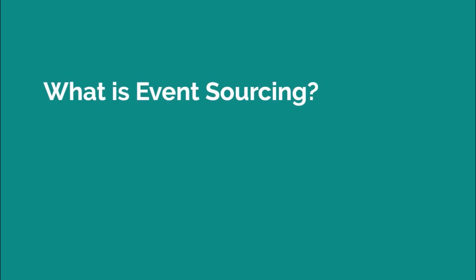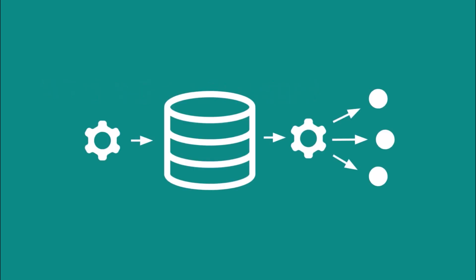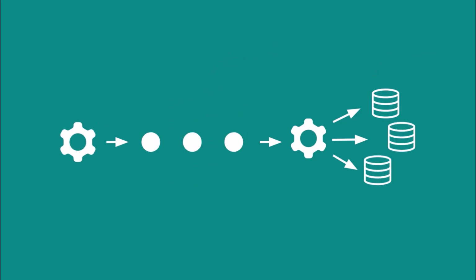Let's start with a very quick overview of what event sourcing is. In a typical system, we'd process and write to a database. And then maybe if we were eventing, we would emit events to communicate to other services what had happened. In this design, the database is persistent and the events are transient. Event sourcing flips this on its head.